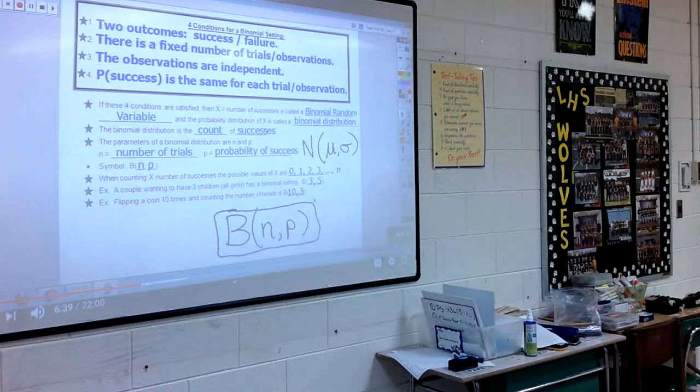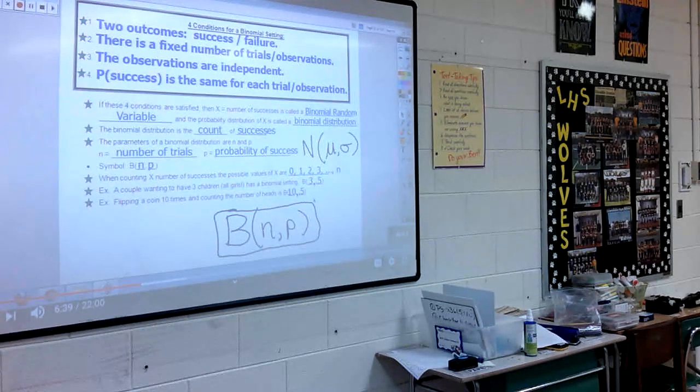And then lastly, the probability of success must be the same for each trial. So again, if we talk about rolling that die, the chance of it landing on a 3 is 1 out of 6. It's not going to change. Every time you roll the die, it's going to be 1 out of 6. So again, two outcomes, success or failure, a fixed number of times that you're doing it, independent observations, and the probability stays the same. If you get all 4 conditions satisfied, then it is a binomial random variable, and we're able to call it a binomial distribution.